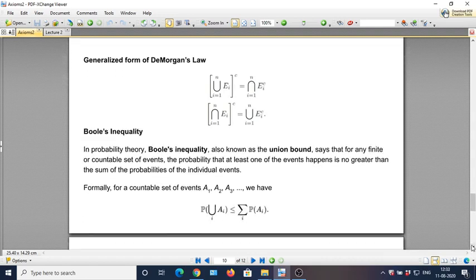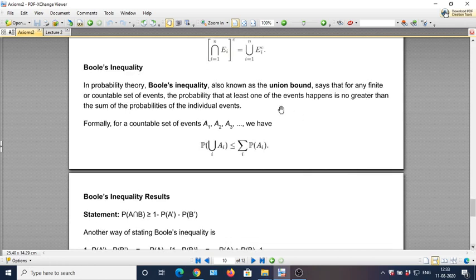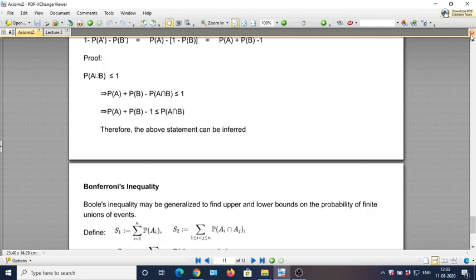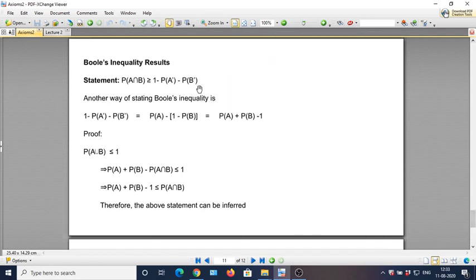This Boole's inequality is nothing but a quick way of finding the upper bound for the union of any number of sets. That is, if you only take the first order term in the inclusion exclusion equation, we get the Boole's inequality. So this is something which you have already proved in the previous lecture.